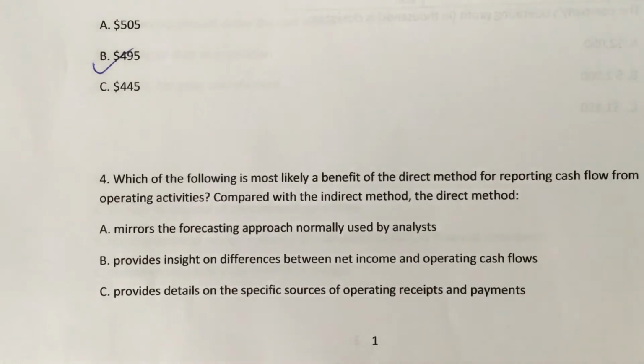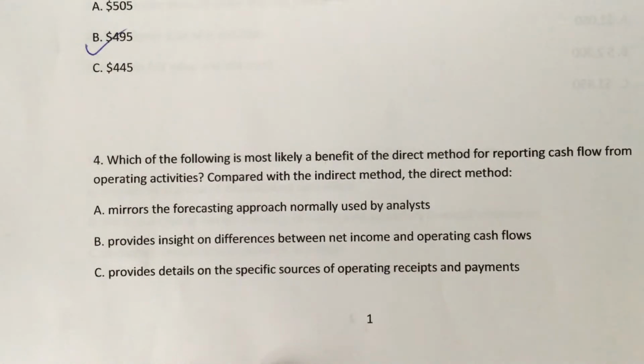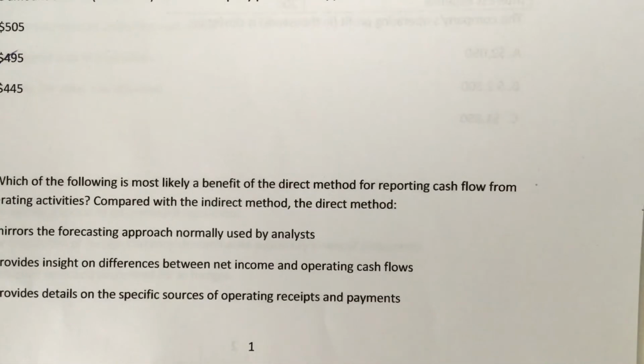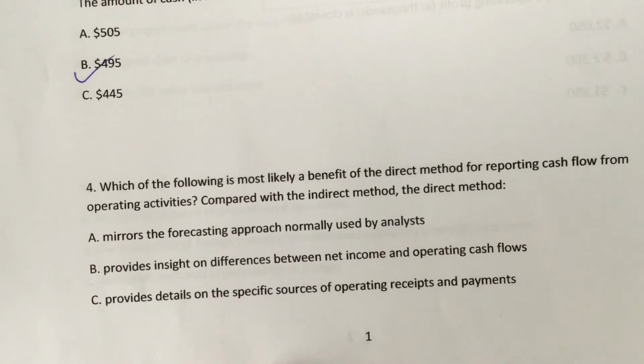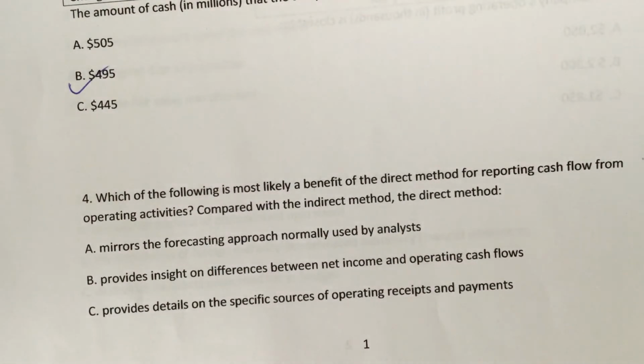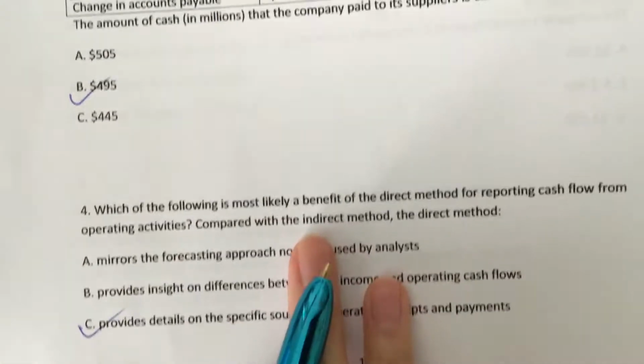Question 4. Which of the following is most likely a benefit of the direct method for reporting cash flow from operating activities? Compared with the indirect method, the direct method. The primary benefit of the direct method is that it provides information on the specific sources of operating cash receipts and payments. Therefore, the answer is C.